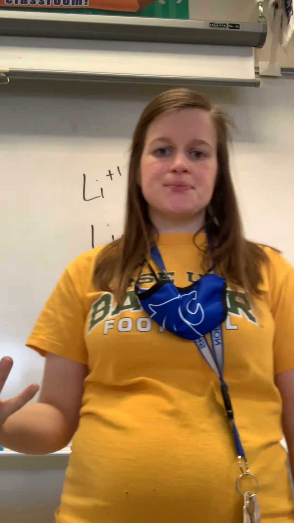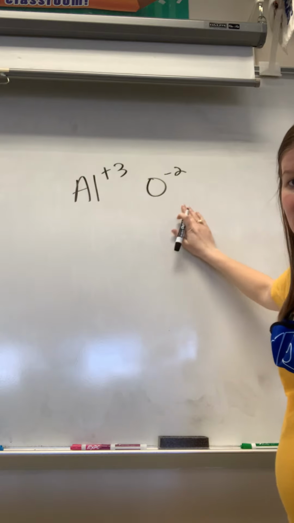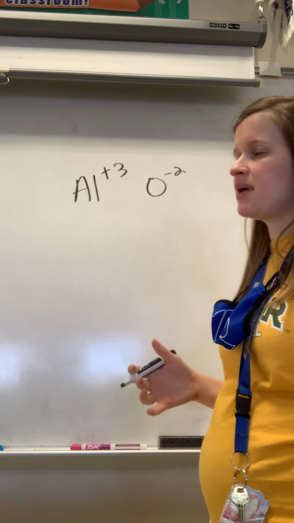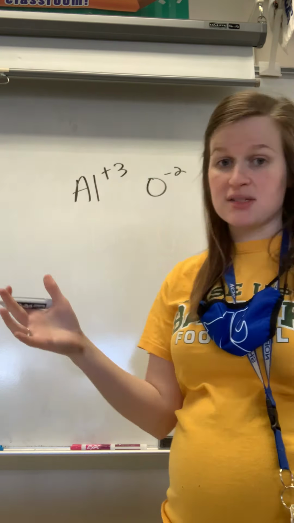So Al, and aluminum has a +3 charge. Oxygen has a -2 charge. So we do this one. And so we could pick all of the ways. So we're going to do the fastest way first, then the next fastest, and then the last one.